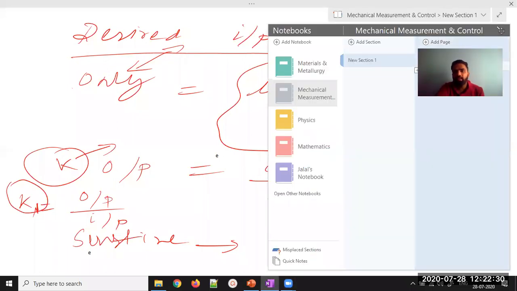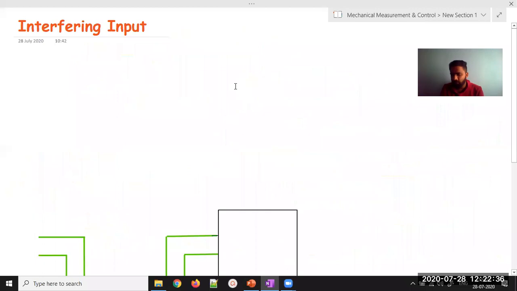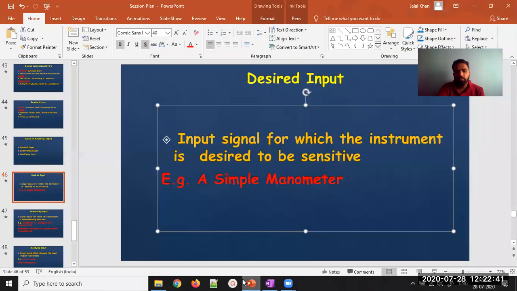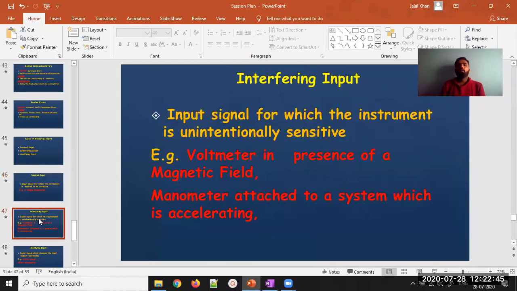Since we have covered desired input, you will understand desired more once you get into the second topic. Now we are going to study interfering input. I'll just take the definition for you first. Since you have understood desired, you will be able to relate with this interfering input, for which the instrument is unintentionally sensitive.